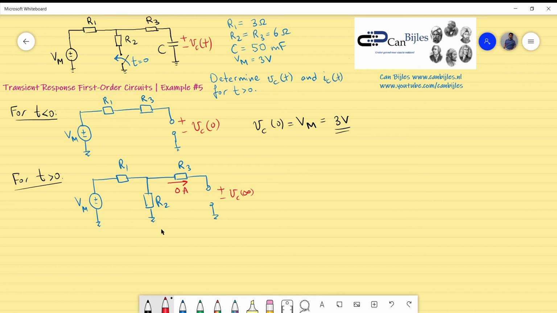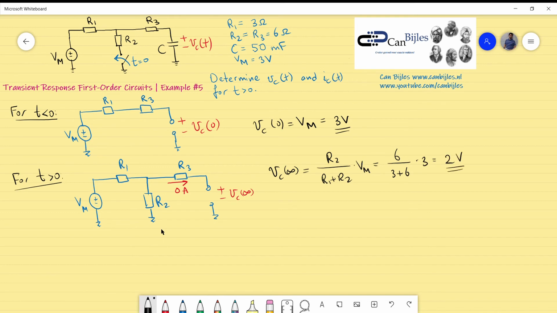So we can use the voltage divider rule. What we can say is the steady state voltage of the capacitor is R2 divided by R1 plus R2 times VM. So let's fill in the given values. 6 divided by 3 plus 6 times 3, and it will be 2 volts.